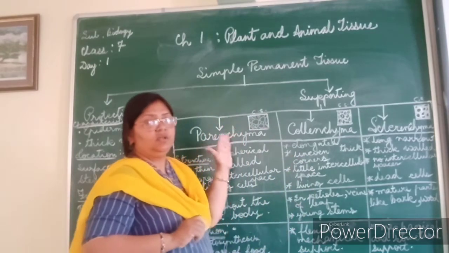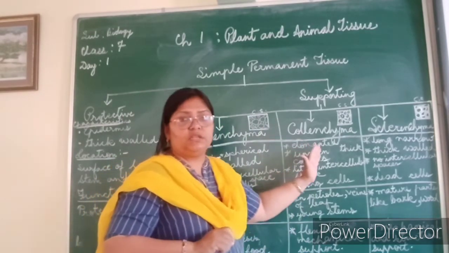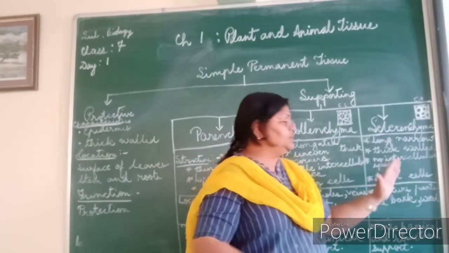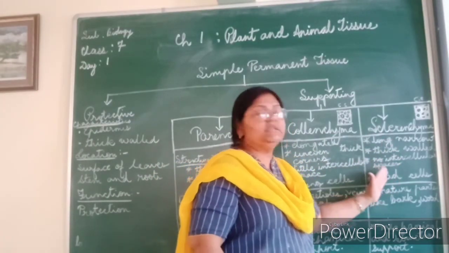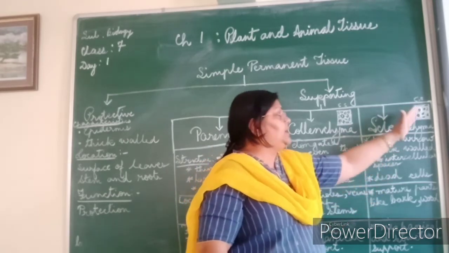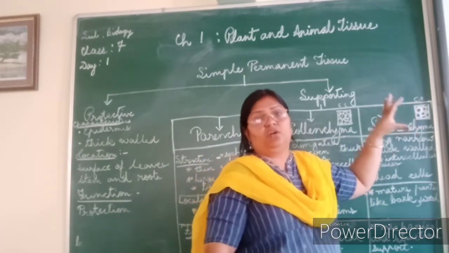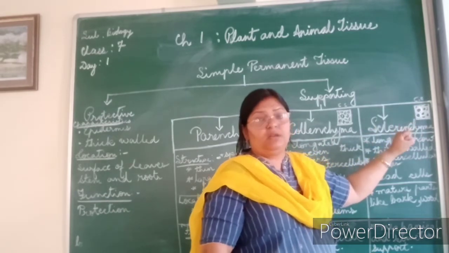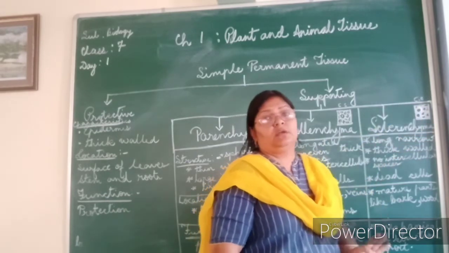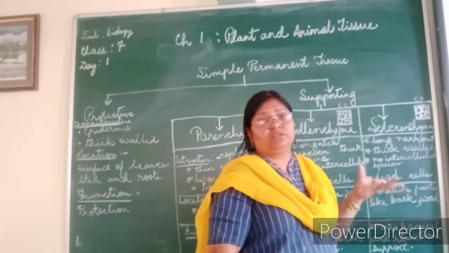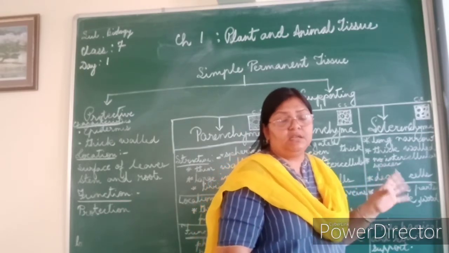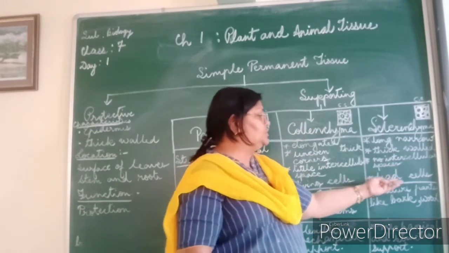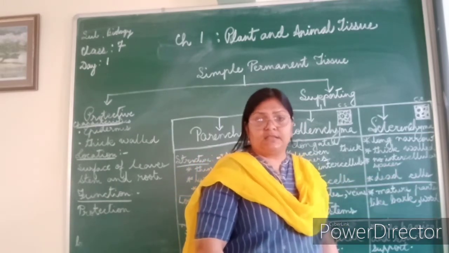Here we saw thin walled, here we saw thickened only at corners, here thick walled cells, no intercellular space. So they are thick and they give a lot of mechanical support to the plant. They give rigidity to the plant. Because of the thickness, they don't have any space left, no intercellular space, and they are mostly dead cells.